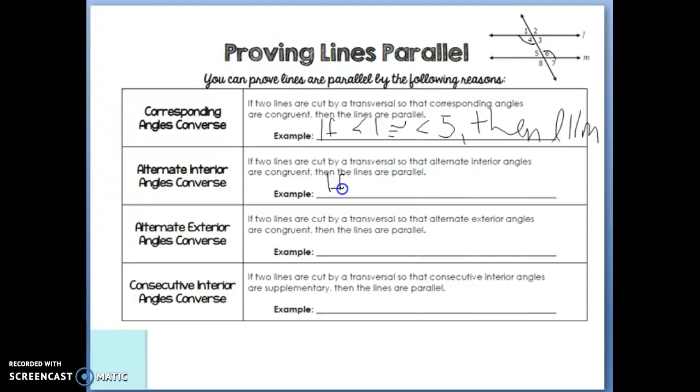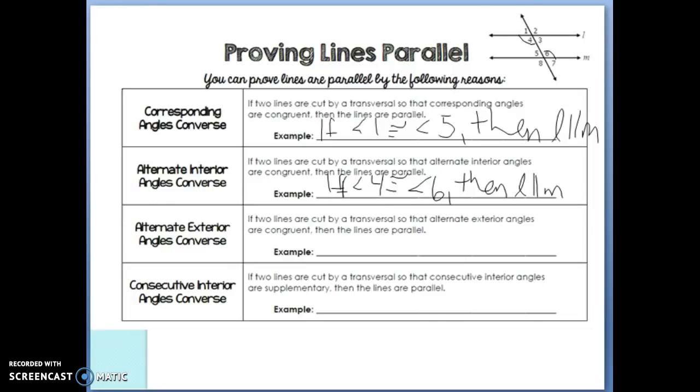So if angle 4 is congruent to angle 6 because they are alternate interior angles, then line L is parallel to line M. And it's all because they are alternate interior angles. So we could also say angle 3 is congruent to angle 5.